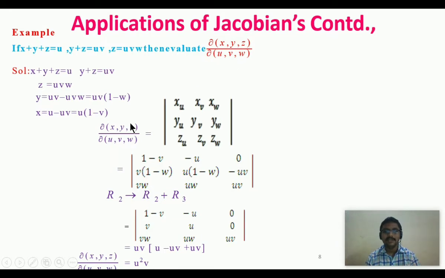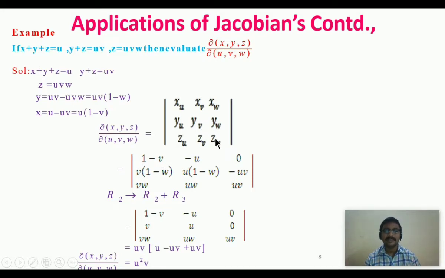Now we can evaluate the required Jacobian, that is dou of xyz by dou of uvw, which is the determinant xu, xv, xw, yu, yv, yw, zu, zv, zw. So computing this determinant, xu means partial derivative of x with respect to u. While differentiating partially with respect to u, keeping v as a constant and w as constant, that is 1 minus v, where v is treated as constant and the u derivative is 1, that is 1 minus v.